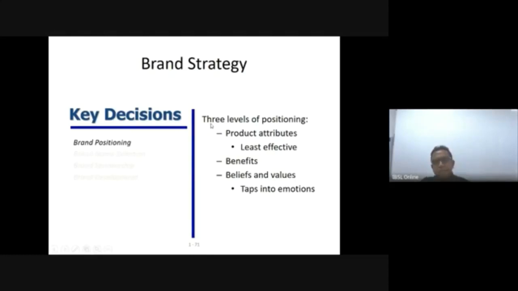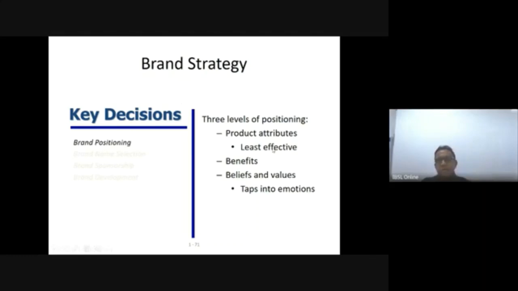So a brand also has to be positioned, like a product is positioned. The brand also has 3 levels of positioning. Initially, the product and the basic product attributes. When we discussed product levels, you remember the generic, basic, core level, from that to expected, augmented, and potential levels. Like that, brands also have 3 levels.